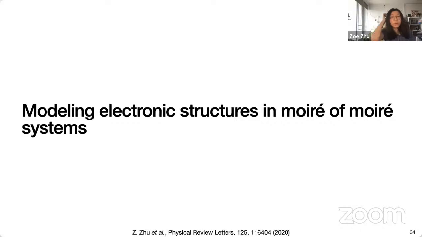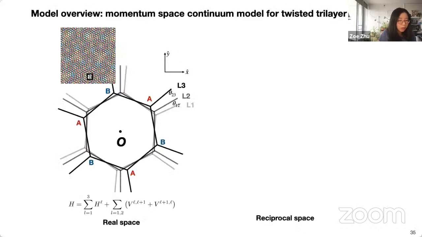Okay, so now let me go into the last section of this presentation, which is to model the electronic structures in these moiré superlattices. Our model is this momentum space continuum model. And here is again our system with alternatingly twisted trilayer graphene. And here is the real space tight-binding Hamiltonian.